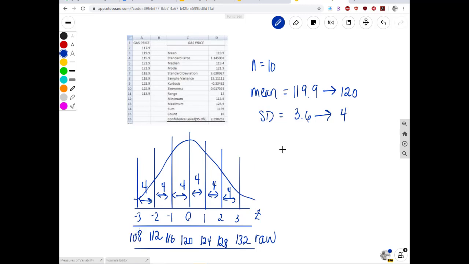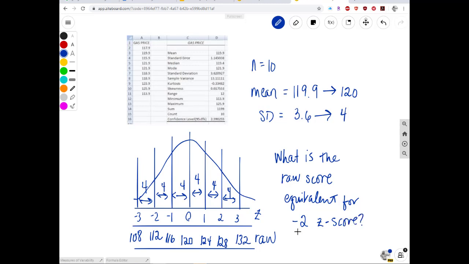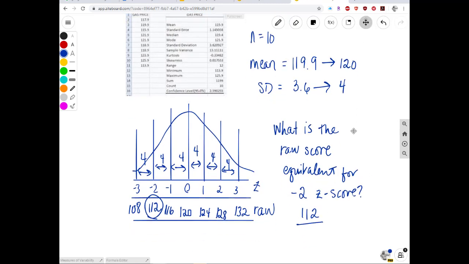So if the question is, what is the raw score equivalent for a z-score of -2? I can say that it is 112. And this would be cents, 112 cents. I was just talking about gas prices.